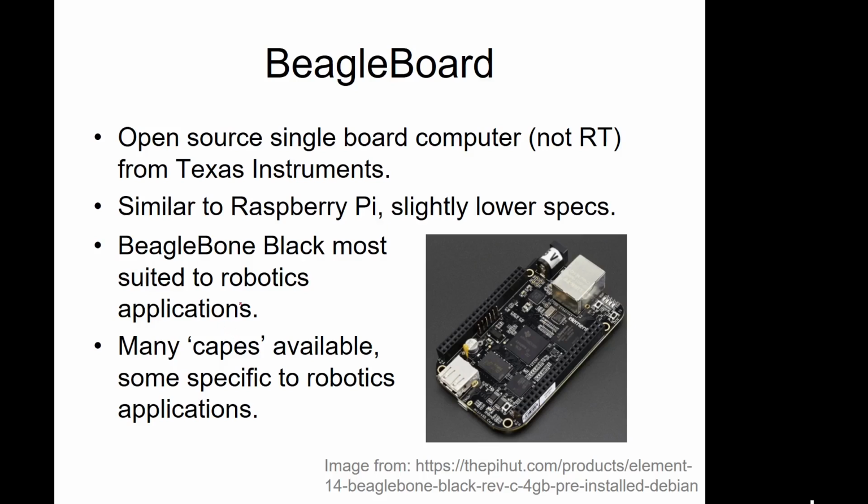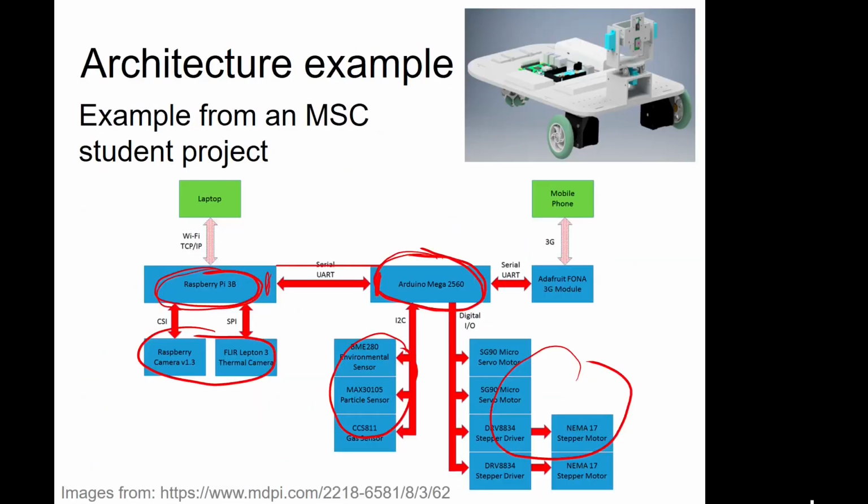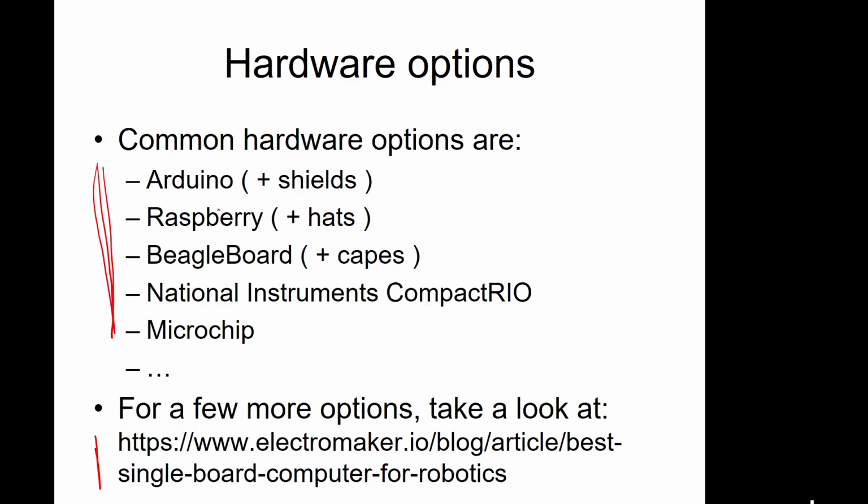So when I say capes, if I just go back a little bit, for each of these boards you can get additional hardware that plugs into the computer or the microcontroller itself to give it additional functionality. For example, for the Arduino, you can get a motor shield, which is essentially an H-bridge. You can plug this board onto the top of the Arduino, and then you've got this motor driver capability.